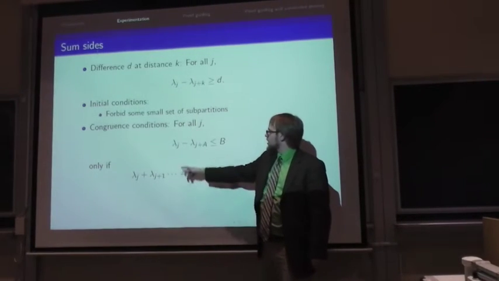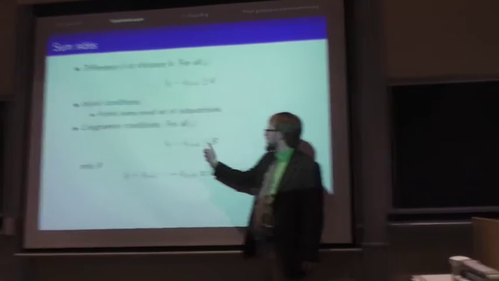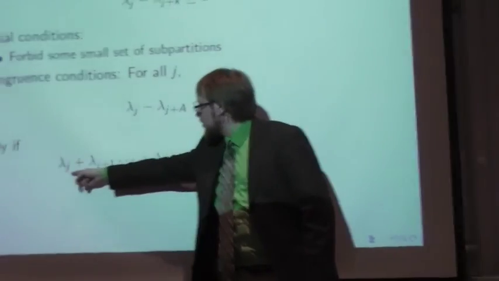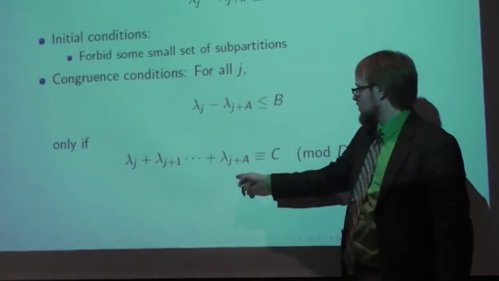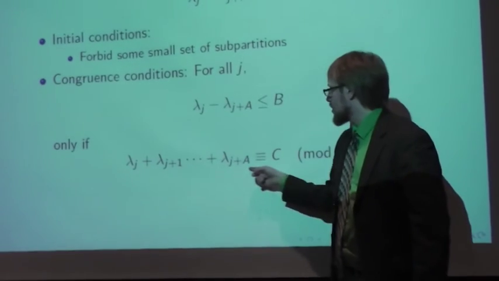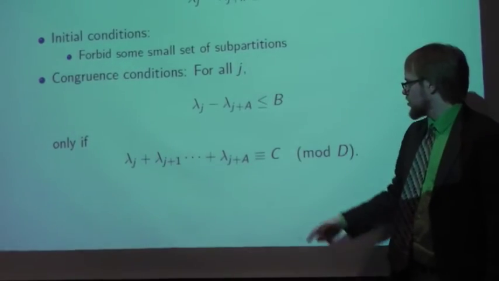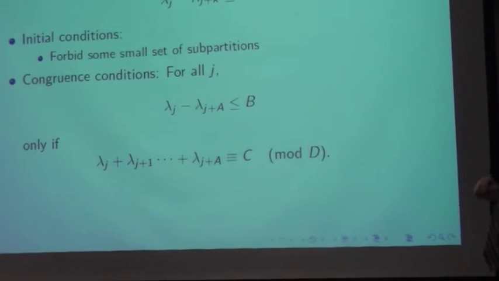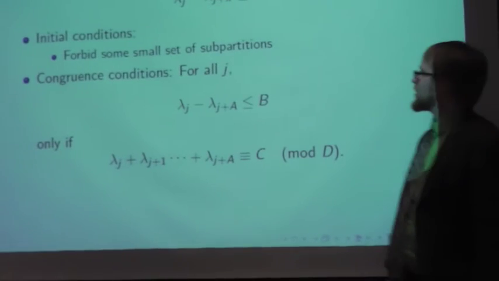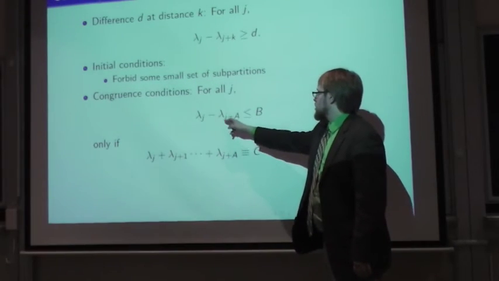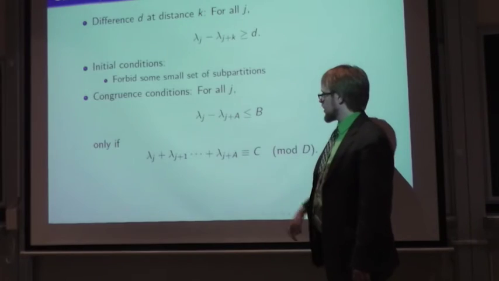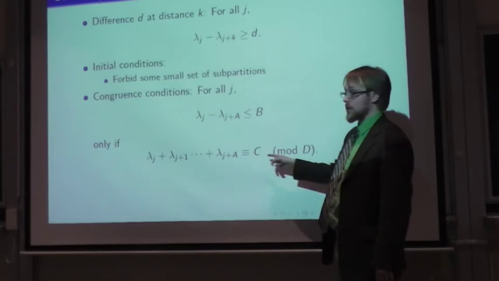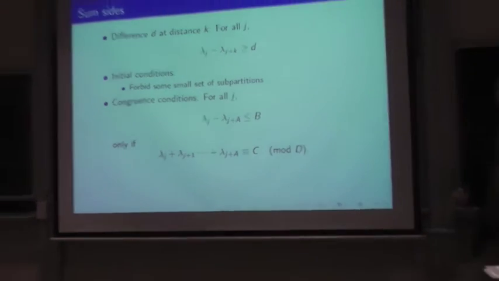For all j, lambda j minus lambda j plus a is at most b, only if the sum of lambda j up to lambda j plus a, all of these parts in between, is congruent to something mod something. So for Capparelli, we would say that lambda j minus lambda j plus 1 is at most 3, only if lambda j plus 1 is congruent to 0 mod 3. So that is the framework.